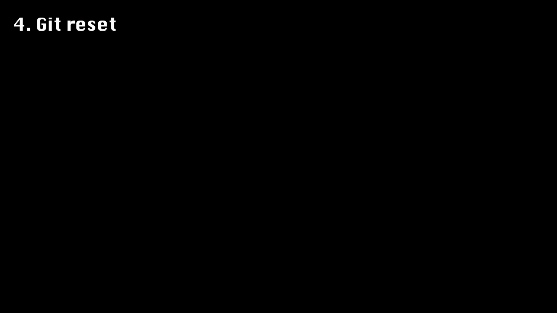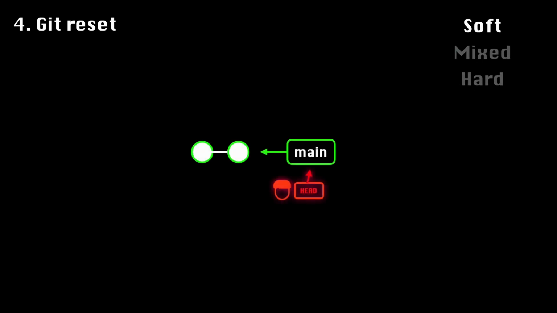It's a powerful command with 3 different modes: soft, mixed, and hard. Git reset allows you to time travel within your project and go back to snapshots of your code. Let's take a look at the difference between the 3 modes. But before that, let's go back to the previous scenario of adding a feature to our codebase.